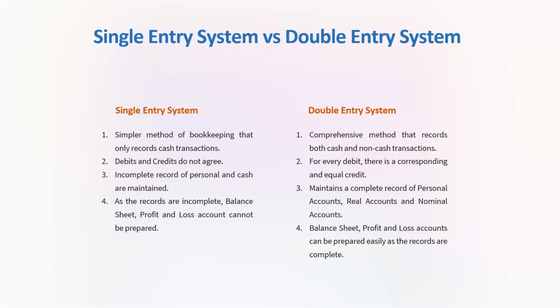But in the double entry system, for every debit there is a corresponding and equal credit. So preparing the final accounts becomes very easy while maintaining a double entry system of record. But in the single entry system, since there is no equal corresponding credit or debit, it's very difficult to calculate the profit and loss account and balance sheet. That is the only difference. The single entry system was a very conventional way, but since the rise of software, the double entry system has become the conventional way. Clear?